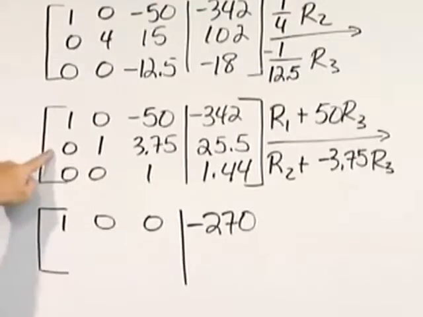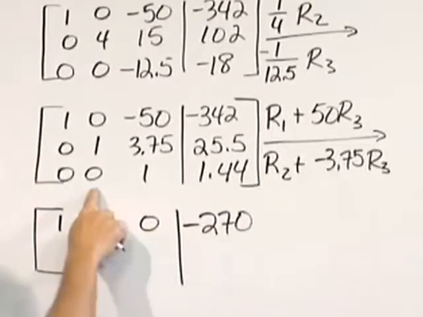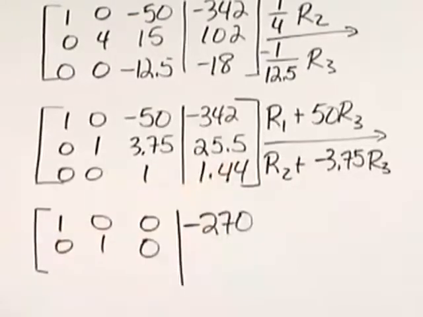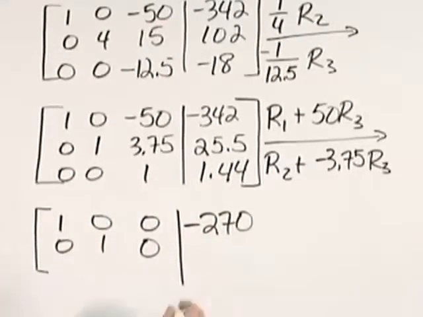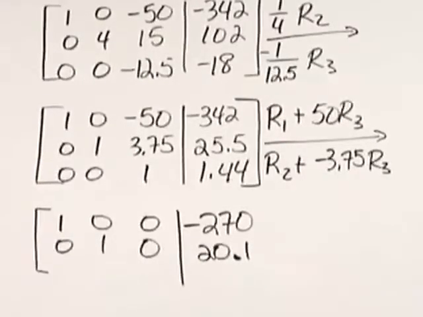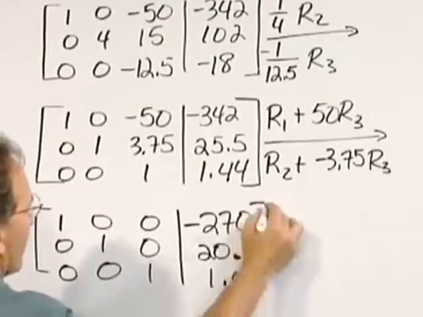Row number 2 now. We're going to add again the negative 3.75 of row number 3. So the 0 and 1 remain the same; that is, they're unchanged. The 3.75, of course, gets added to negative 3.75, giving us 0. And now we need 25.5 plus negative 3.75 times 1.44, and that result is 20 and 1/10. For row number 3, it remains the same: 0, 0, 1, and 1.44.